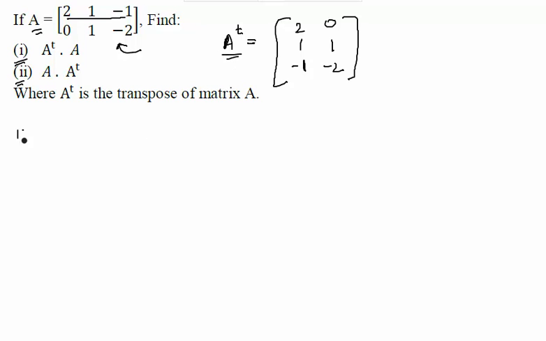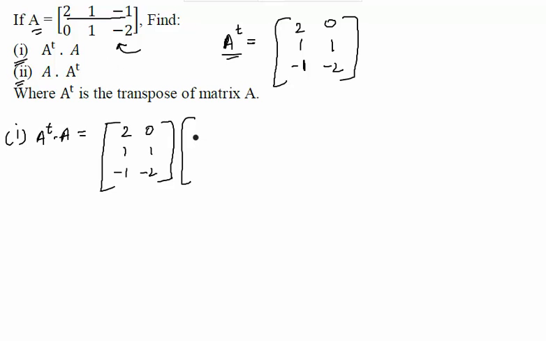Now, if I have to calculate A transpose into A, it will look like some matrix 2 1 minus 1, 0 1 minus 2, multiplied with another matrix of order 2 cross 3: 2 1 minus 1 with 0 1 minus 2, right? So first of all, let us look at the order of these matrices. The first matrix is of the order 3 cross 2. It has 3 rows and 2 columns, and the second matrix is of the order 2 cross 3.